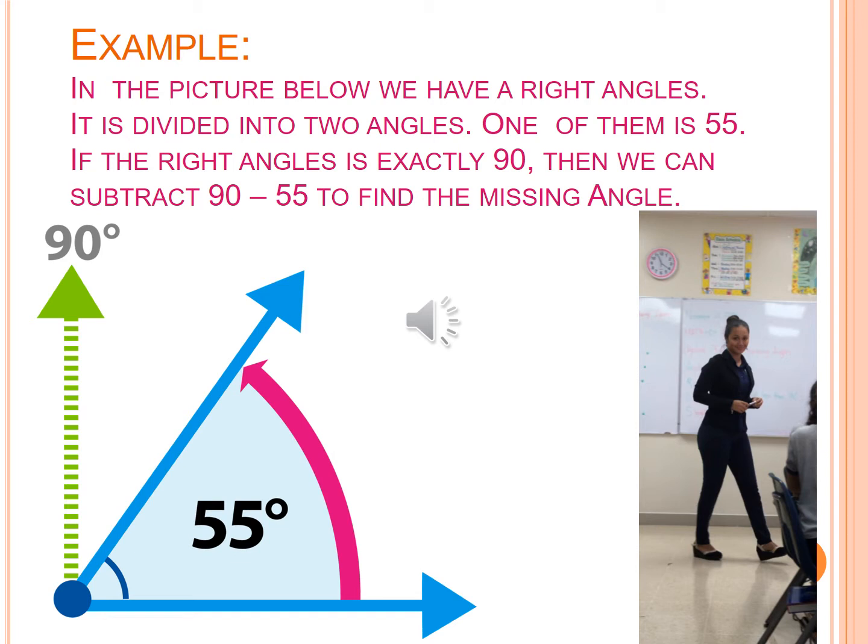We can subtract from the total: 90 degrees minus the angle that we have. So it has to be subtracted by 55. If we subtract 90 minus 55, we are going to find the missing angle.